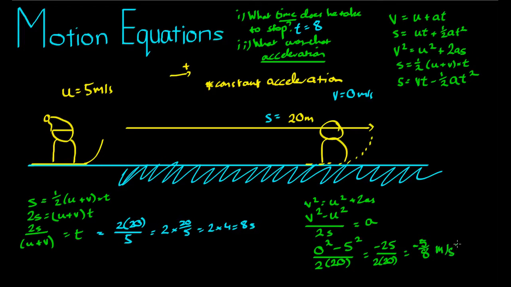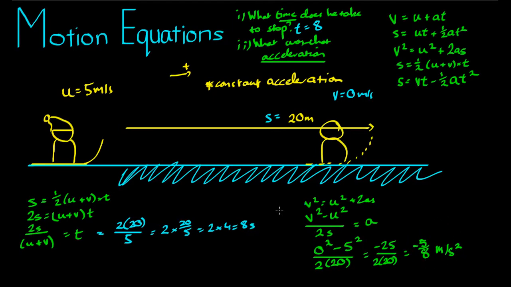meters per second squared. Why did we get a negative acceleration? Well, it's because the initial velocity was 5 in the positive direction and it became smaller. So the change in velocity was negative, and therefore the acceleration we got was negative.